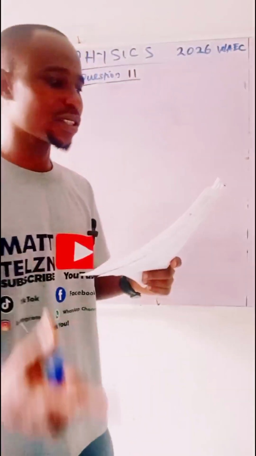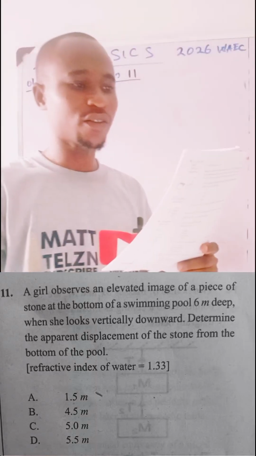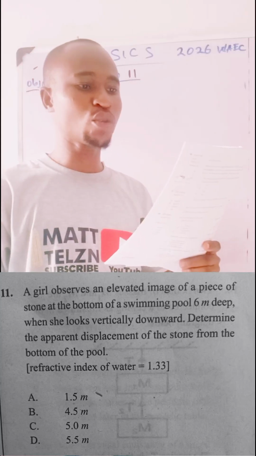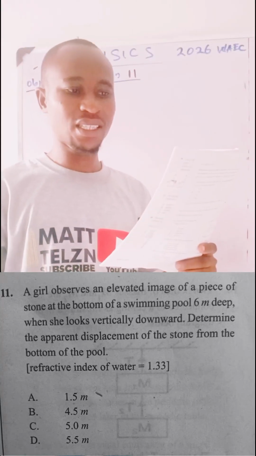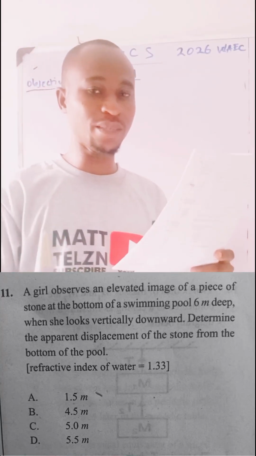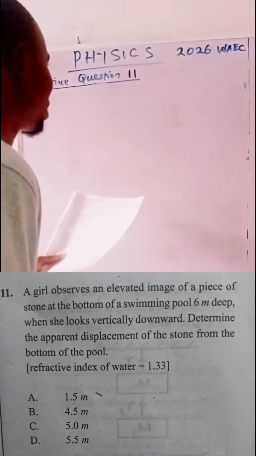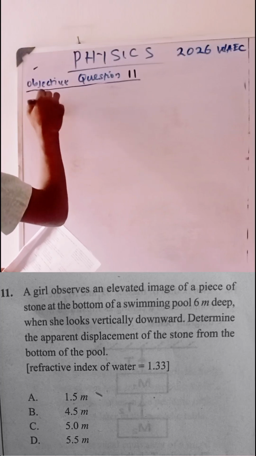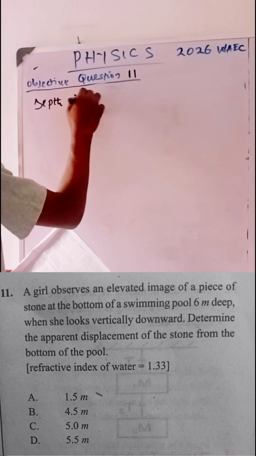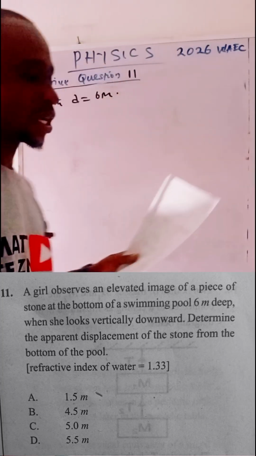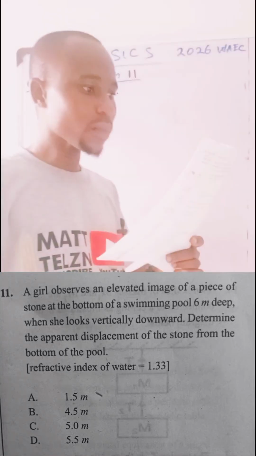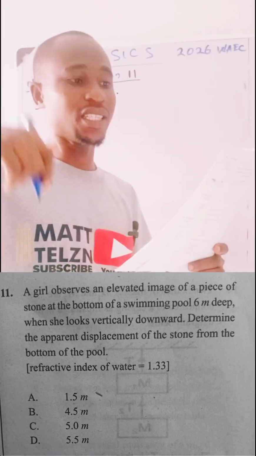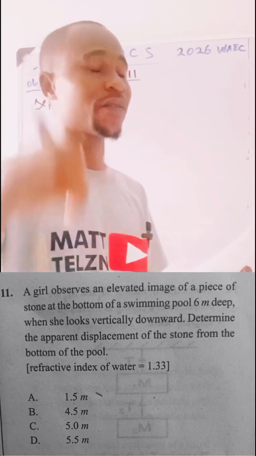All right, and the question said, a girl observed an elevated image of a piece of stone at the bottom of a swimming pool 6 meter deep. That is, the depth of the swimming pool is 6 meter. So let me see, depth D is equal to 6 meters, right? Good. Now when she looked vertically downward, that was when she observed the depth.